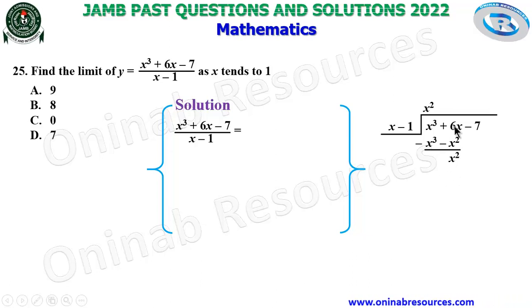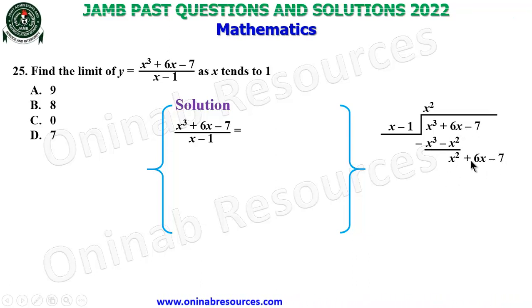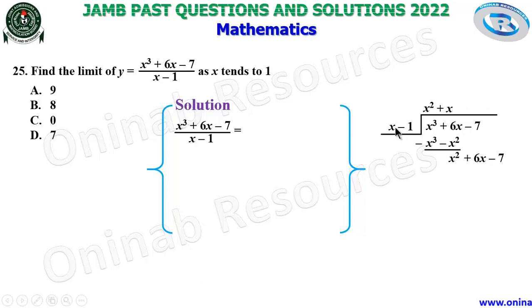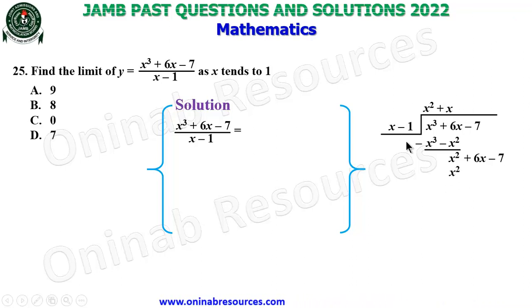We then bring down the 6x minus 7. So again, we concentrate on this x squared and this x. So x squared divided by x gives x. So we have plus x. We then use this plus x to multiply everything within the divisor. So x times x gives x squared. X times negative 1 gives negative x. So we subtract again. X squared minus x squared is gone. 6x minus negative x will give us 7x. We then bring down the 7.